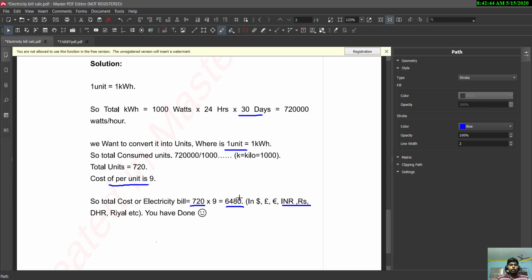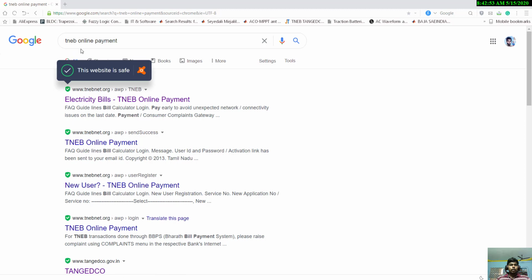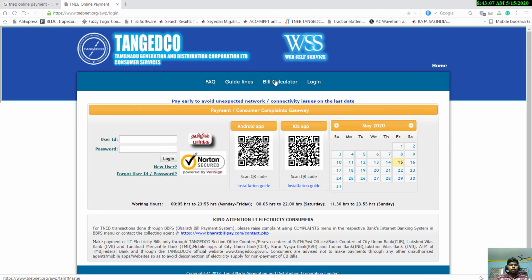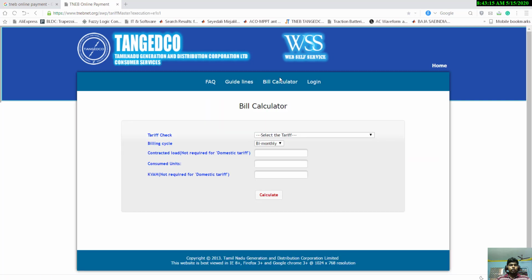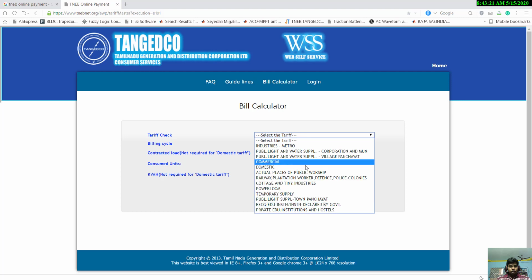You can simply calculate this cost using some online websites. If you type TNEB online payment in Google, you will see this link. If you click the link, you will get to another page, the TANGEDCO page. In that you can make an online payment, and here there is a bill calculator. Select what kind of user you are, that is, a domestic user.